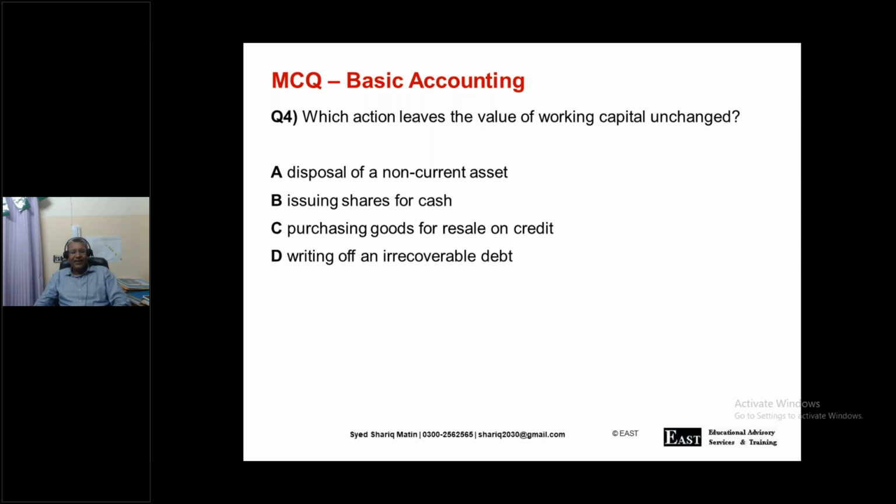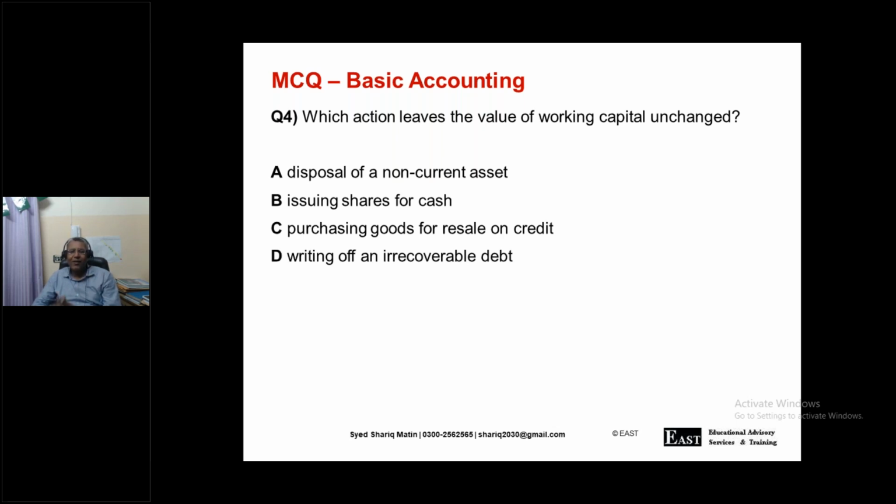So, sir, in part A, disposal of a non-current asset. If we dispose a non-current asset, we will gain cash from it, so it will increase the current assets. So this is not the option. In B, we are issuing shares for cash. This will also increase cash, which is a current asset. So this is not an option either. Right, because current assets will go up and the working capital will go up, right? So that's not an option.